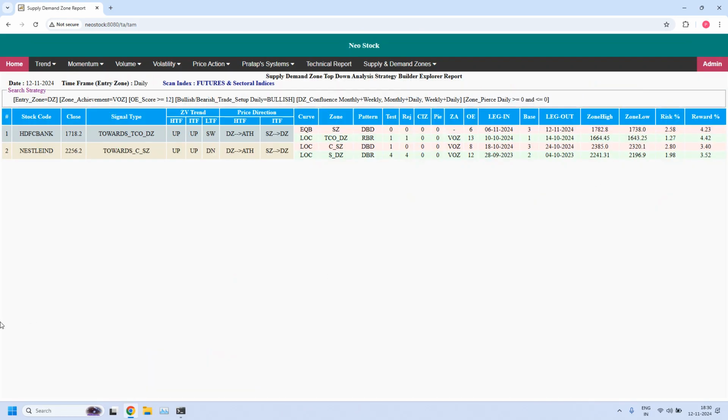We got 2 stocks. In both these, these are all daily demand zones. These daily demand zones are part of the weekly demand zone. Both together are again part of the monthly demand zone. And also the monthly trend is up in both these stocks. Because the monthly trend is up, if any of these stocks are having monthly EMA confluence, they are even more high probability setup supported stocks. Let's verify.